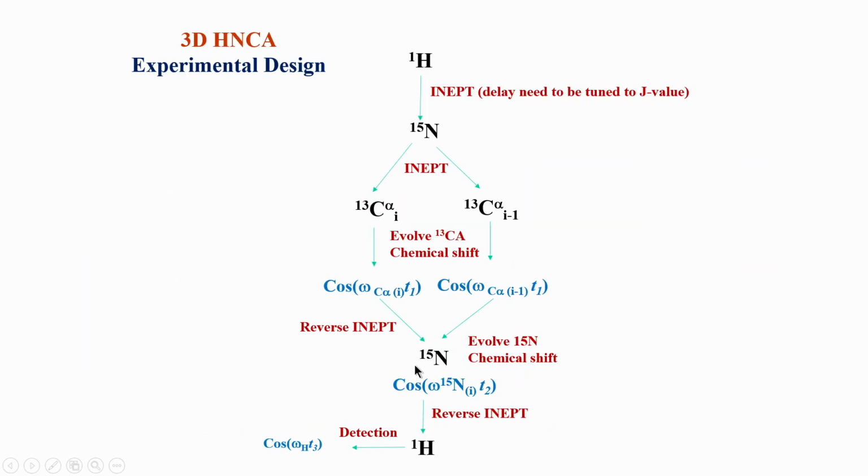So, let us see how this C alpha experiment is designed, means how does it work. It works like this: you start from a proton, amide proton, you transfer to nitrogen. This is the same as we saw in HNCO. In fact, all HN experiments in a triple resonance, HNCA, HNCO, CA, HNCO, etc., will be like this. They will always start from the amide proton, you apply an INEPT and go to nitrogen.